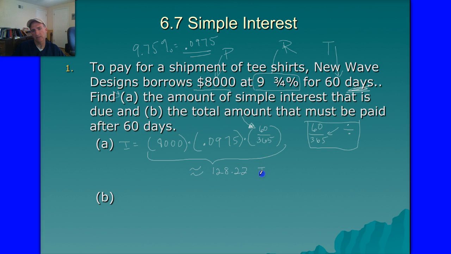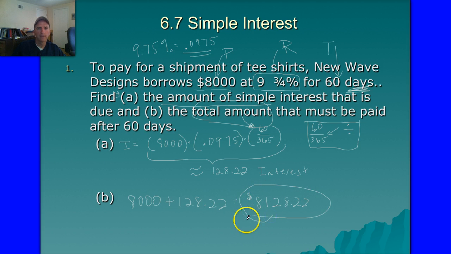That is the interest due. Okay, that's the answer to A. Part B, it says, what's the total amount then that has to be paid? Well, that's pretty simple. If the original loan was $8,000 and the interest was $128.22, all you have to do is add those numbers together. $8,128.22 is the amount that you would pay on that loan for the t-shirts. So that's it.